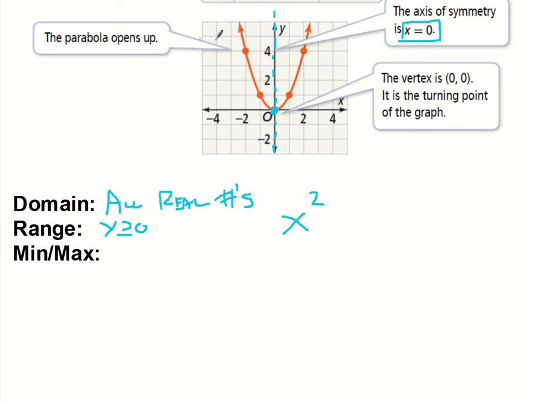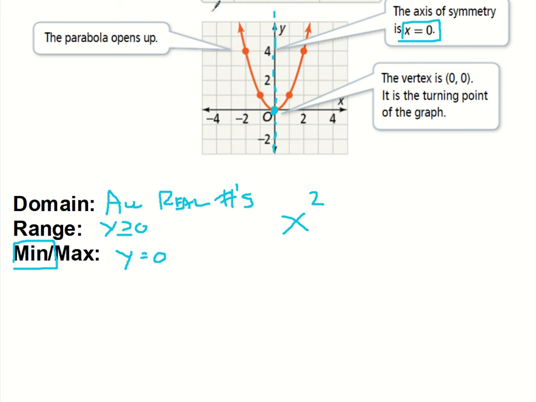Finally, minimum and maximum: where is the lowest or highest point of this graph? This graph has a minimum. The maximum means going up, and it's going to go up forever, so there's no max because it's never going to end going up. But it does have a bottom point, and that bottom is at y equals 0. This is the minimum value at y equals 0. It does not have a maximum. It does have a minimum.